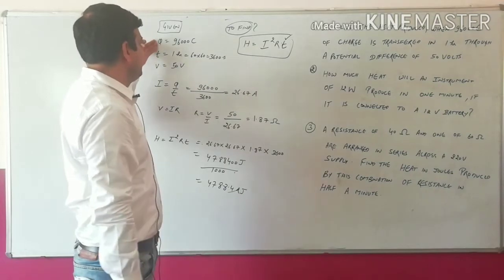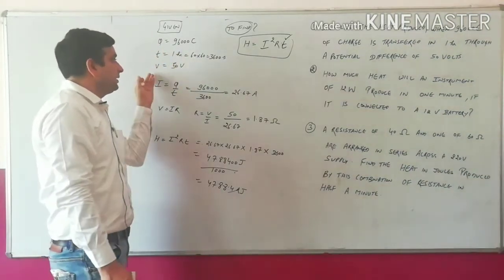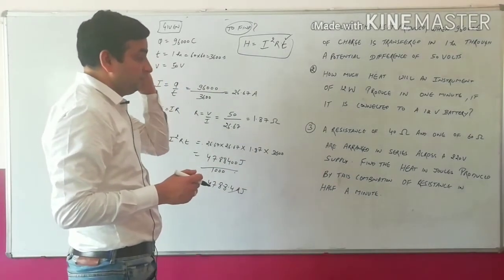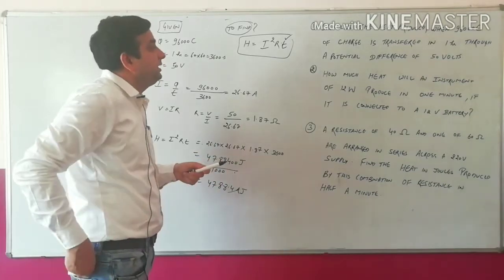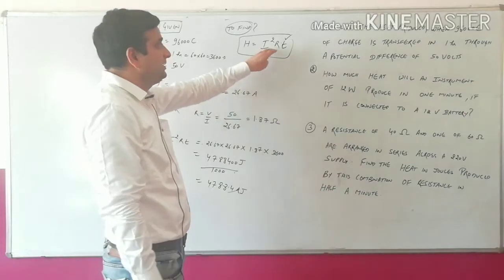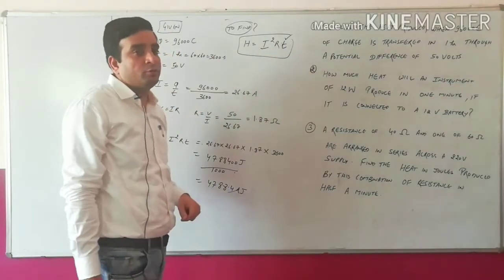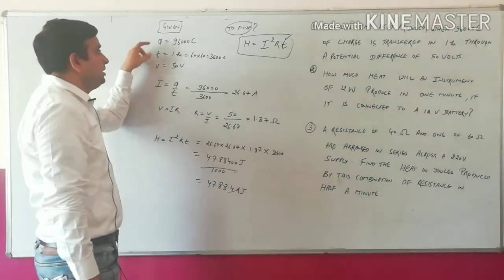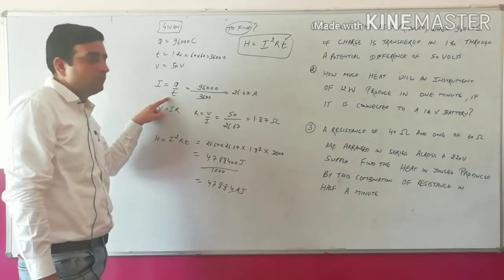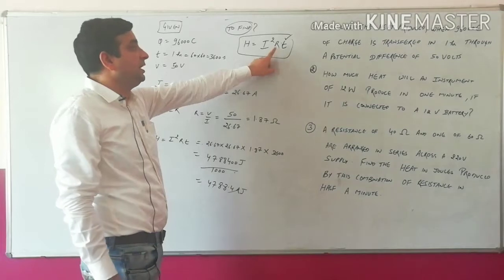So given Q, T and V: 96,000 coulomb, time is 3600 seconds, potential difference is 50 volt, and we have to calculate the heating effect by using Joule's law of heating, I square RT. It will be easy if you use this formula every time. T is given in this statement, I and R we have to calculate according to the given values. What is the meaning of I? The rate of flow of charge. Charge is given, time is given. So by this, 26.67.